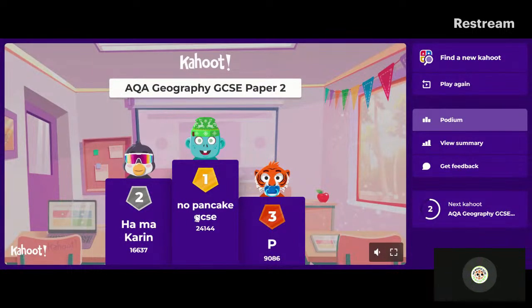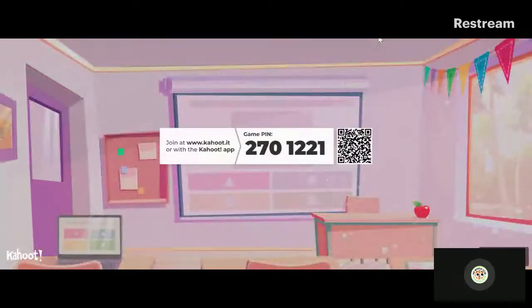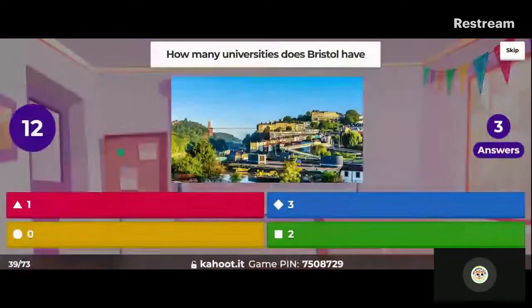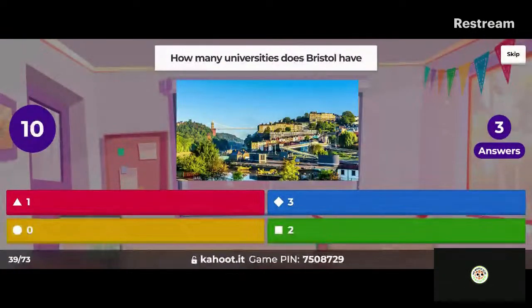First place No Pancake GCSE, second Hamar Karin, third place P. Well done. My name is still better Noah for GCSE, what can I say?